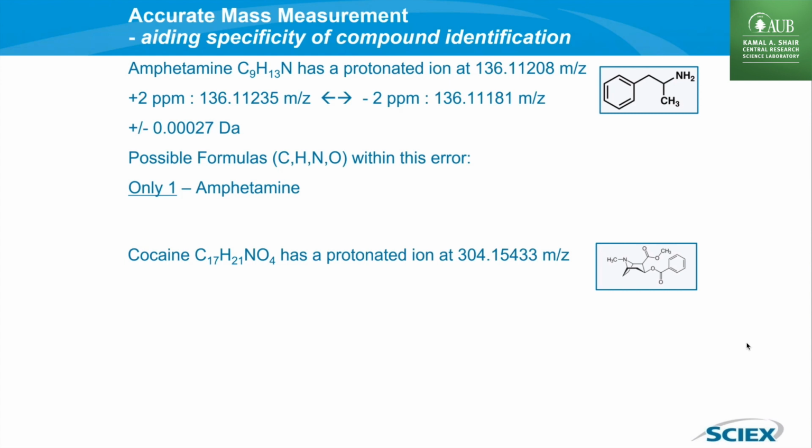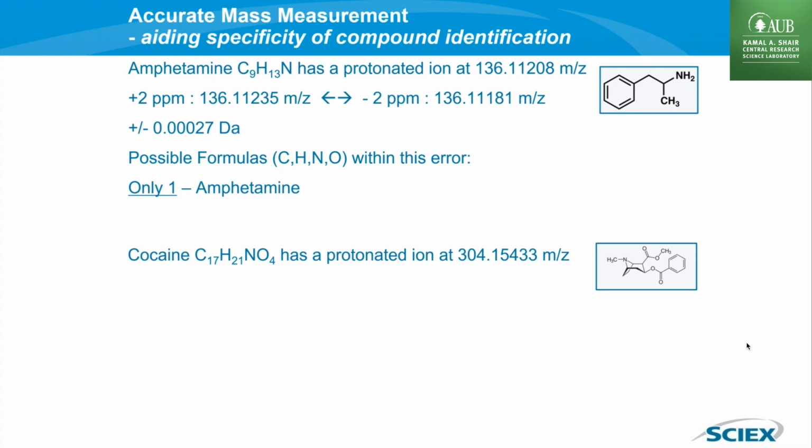So what does that mean? That means with your mass accuracy of your instrument, you measure a mass at 136.11208, you can exactly tell what is the formula of that ion. And once you know the formula, then you're well on your way to discovering what is the compound. So this is how we can identify compounds from the mass spectra itself using the high resolution.